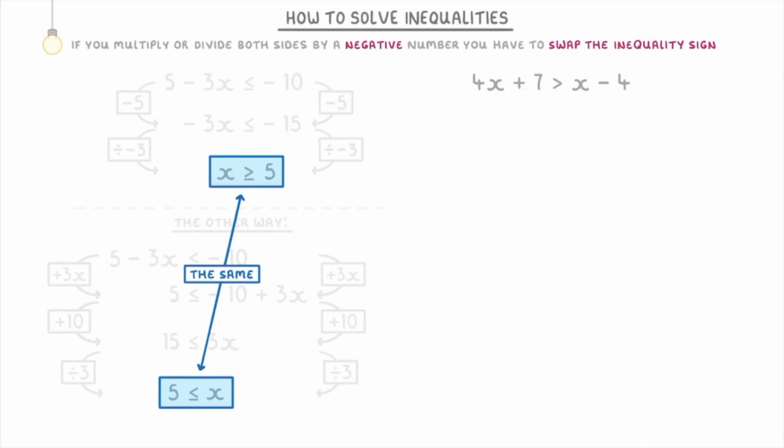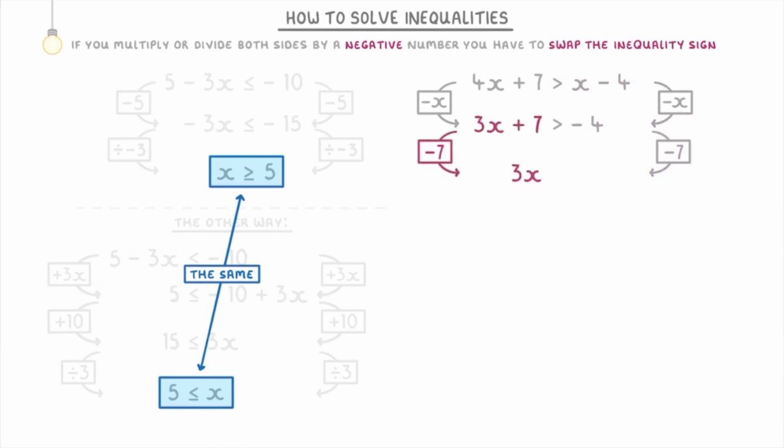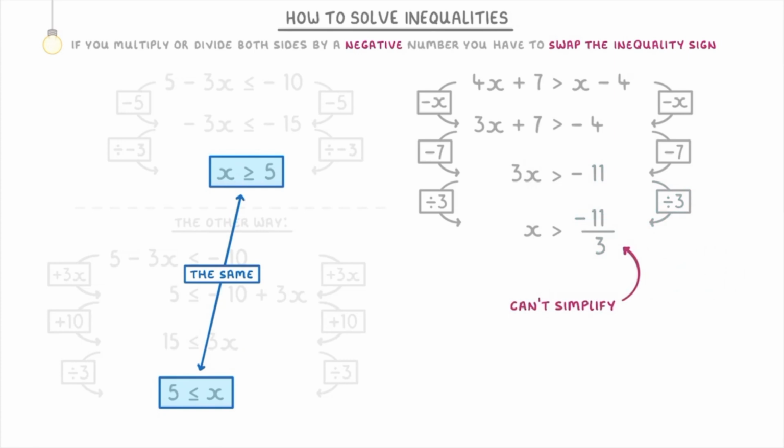For the second question, there are also 2 ways of doing it, because we could put the x on the left or the right. So the first thing you do is subtract x from both sides, to get 3x plus 7 is more than -4. Then you can subtract 7 from both sides to get 3x is more than -11. And finally divide both sides by 3 to get x is more than -11 over 3. And we can leave our answer like that. We can't simplify -11 over 3.